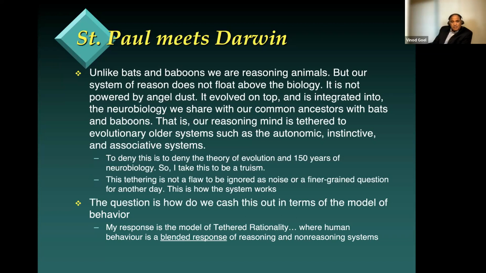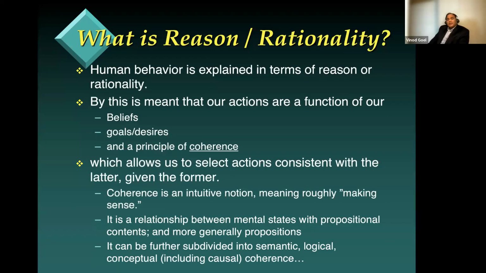To deny this, as some of the social sciences seem to want to do, is to deny the theory of evolution and 150 years of neurobiology. So I take this to be a truism. The tethering is not a flaw to be ignored as noise or a fine-grained question for another day. It is how the system works. It's fundamental to understanding behavior. So the question is, how do we cash this out in terms of a model of behavior? My response is the model of tethered rationality, where human behavior is a blended response of reasoning and non-reasoning systems.